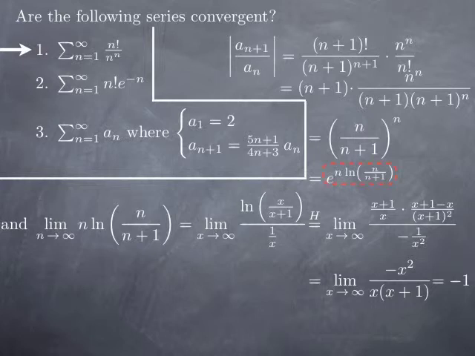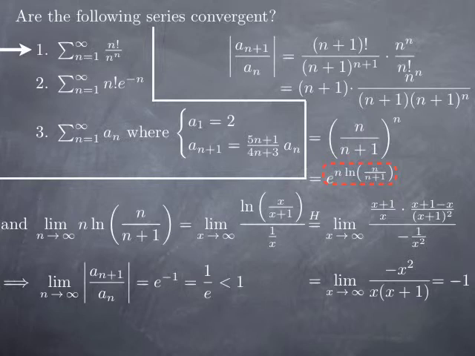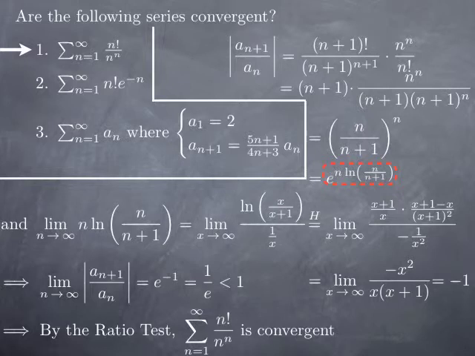And so, because my ratio a_{n+1} over a_n in absolute value was e to the n ln of n over n plus 1, and the limit of n ln of n over n plus 1 is negative 1, the limit of my ratio is going to be e to the negative 1, which is 1 over e, and e is greater than 1, so the reciprocal is less than 1. So the limit of my ratio of two consecutive terms is less than 1, and by the ratio test I can conclude that the series is convergent.